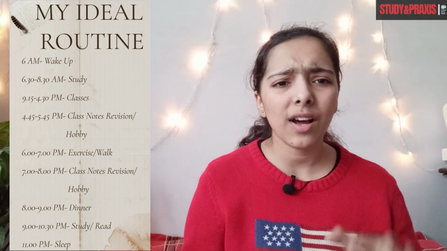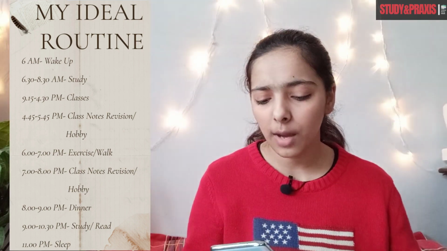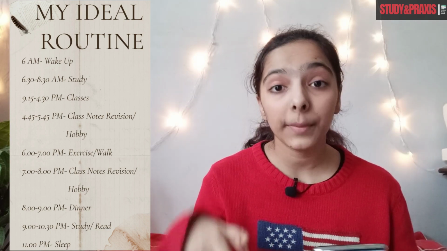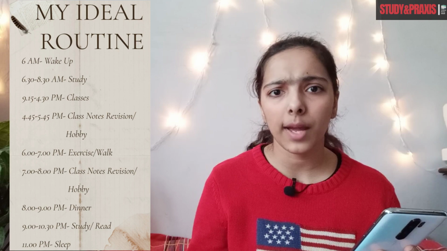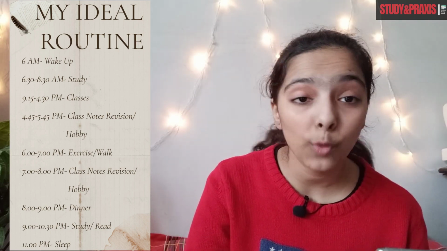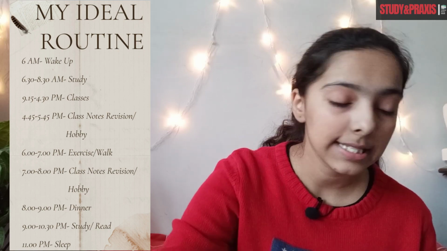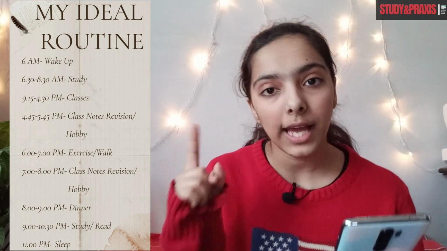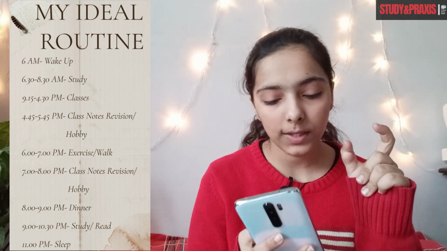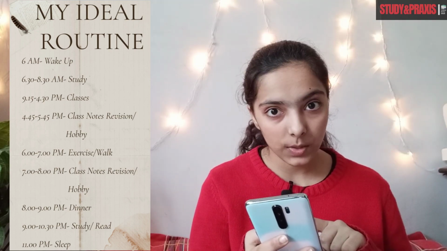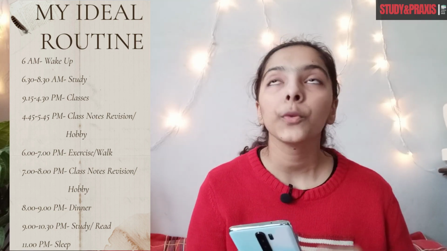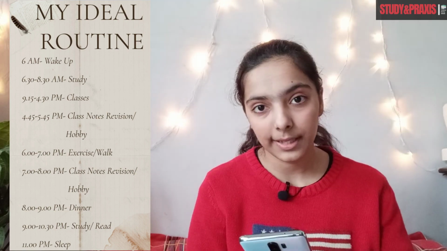I get up at 6 and approximately till 6:30 I'll be freshened up and all, and I'll sit for studying from 6:30 to 8:30. So I'm getting 2 hours, and that's an ample amount of time for doing something extra. Then from 9:15, unavoidable things, that are my classes. So from 9:15 to 4:30 I have my classes. Then from 4:45 to 5:45 I've set aside this time. Either I have to revise my class notes because my class is just over, 15 minutes of break, and then I can revise what I want. Or you can do your hobby at that time if you wish to.